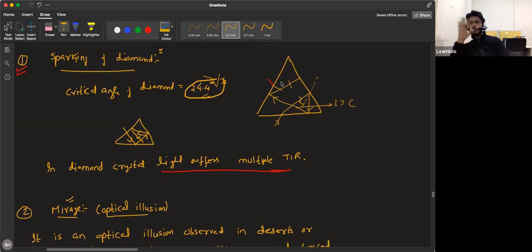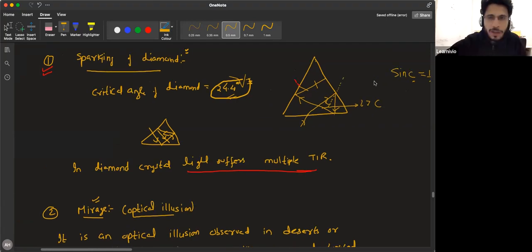As compared to diamond, if you take any other prism, then critical angle is around 42 degree. So it's very unlikely that light gets trapped into another prism. But in diamond, it's because the refractive index of diamond is very, very high. It's very high as compared to a normal glass. If we take sin C, then sin C is 1 by refractive index. For diamond, refractive index is very high. That's why critical angle is very small. So light gets trapped into it. If you take a normal glass, then refractive index is small. So critical angle is around 42 degrees.